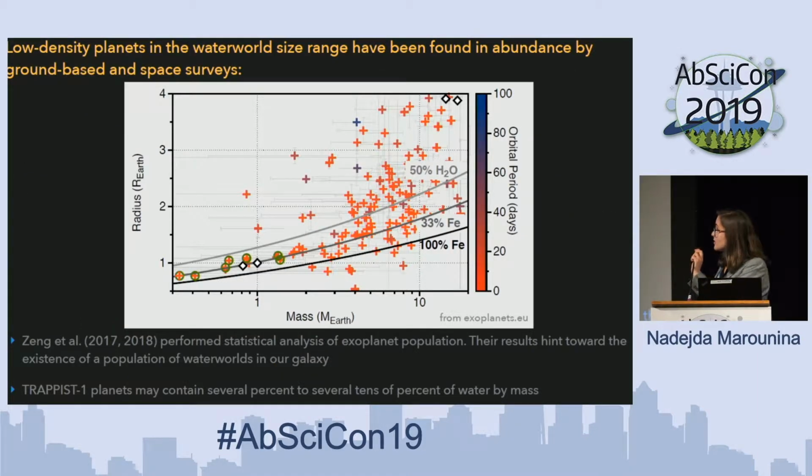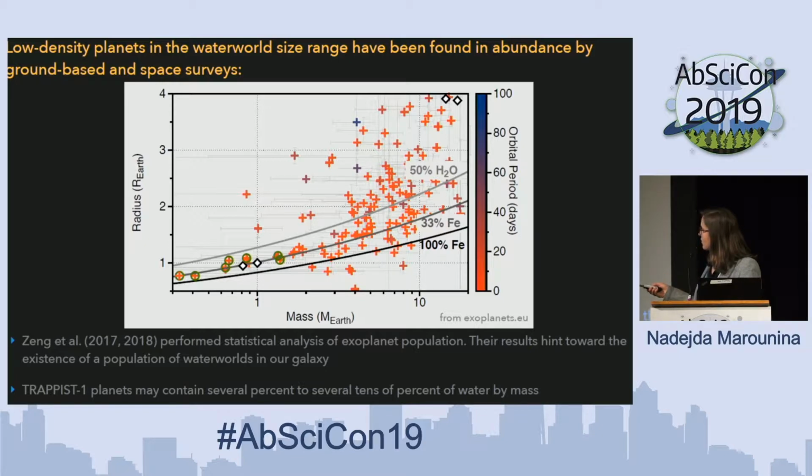Actually, low-density planets in the Waterworld size range have been detected in abundance by ground-based and space surveys. Here you have a radius and mass diagram where all of the crosses are a sample of detected exoplanets. As a guide to the eye, this line represents the mass and radius of a planet that would be 100% iron. Here is a planet with an Earth-like iron to silicate ratio. And here is a planet with an Earth-like core with an equivalent amount of water on top of it.